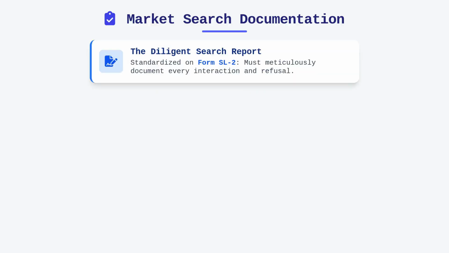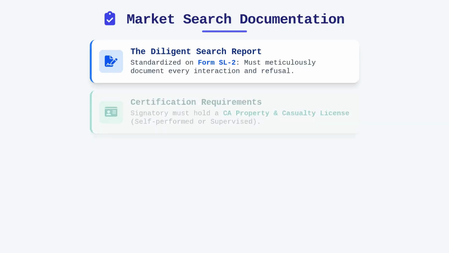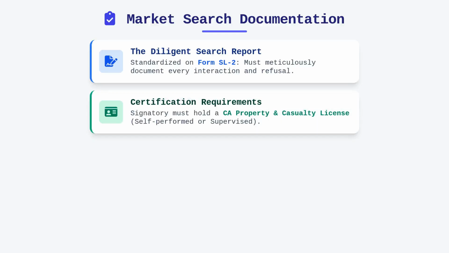To prove that you actually performed this mandatory market search, you must meticulously document every single interaction and refusal. This documentation is standardized on California Department of Insurance Form SL-2, widely known as the Diligent Search Report. The individual who signs this form must hold a valid California property and casualty license and must have either performed the search themselves or directly supervised the person who did.